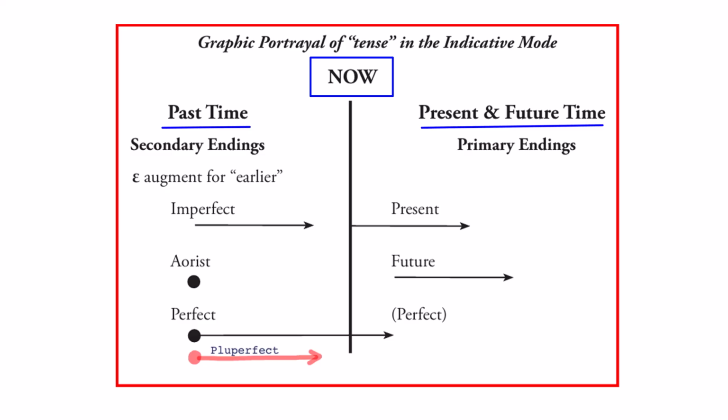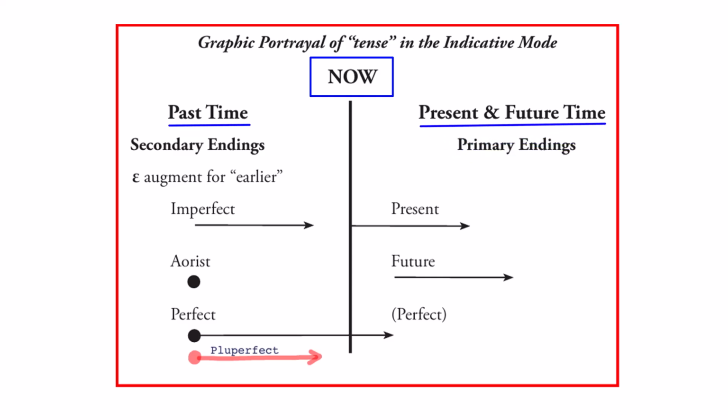Primary endings represent present and future time, while secondary endings represent past time. So the vertical line in the middle represents the present moment, now. When you're standing on the now, Greek divides tenses into two parts. You have the primary endings on the right and secondary endings on the left. Everything to the left is past time and everything to the right is present or future time.